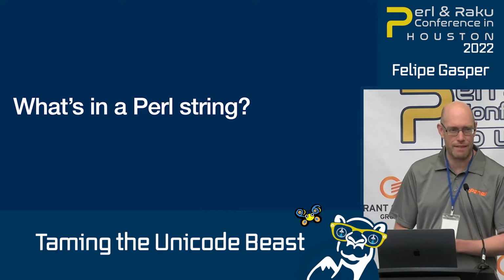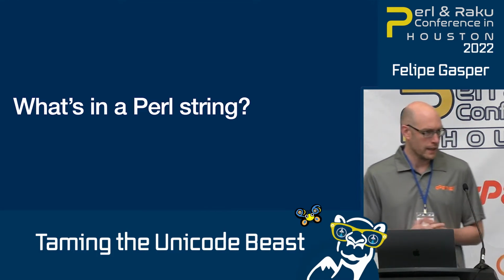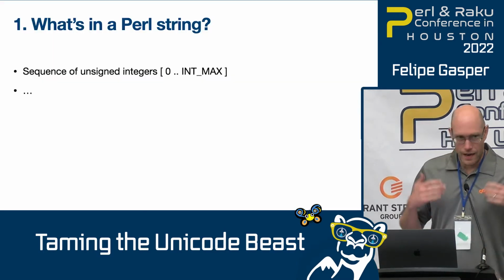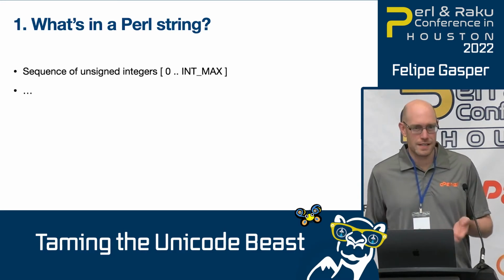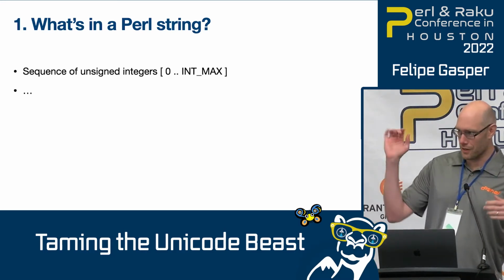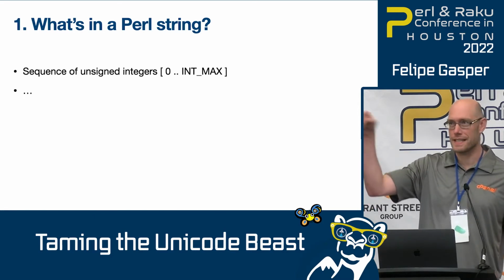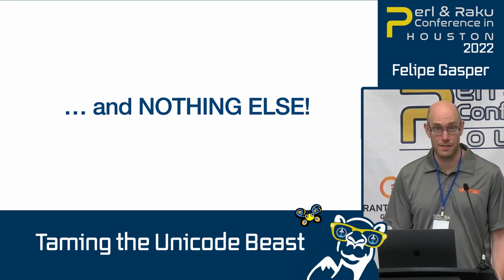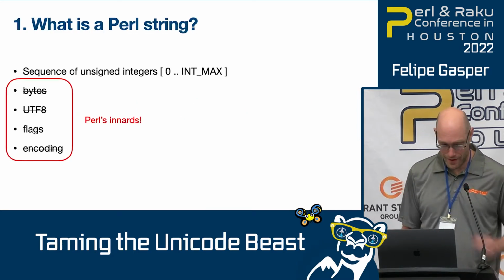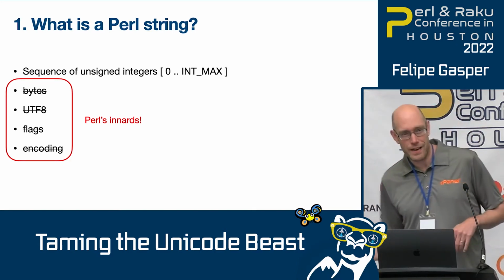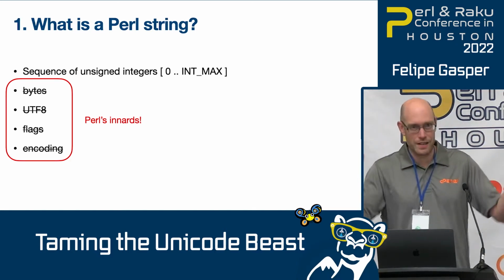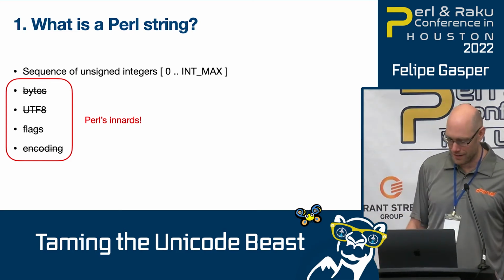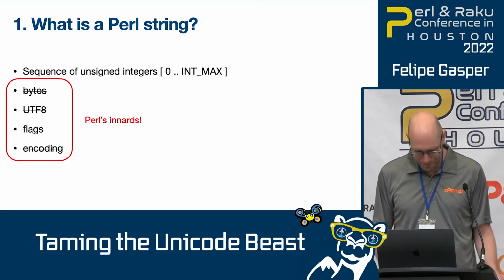So first, we have to talk about what's in a Perl string. Even such a simple question can be a topic of some uncertainty. Obviously, it contains a sequence of unsigned integers, conceptually. ASCII A is 60, and ASCII B is 61, yada, yada. And then it contains nothing else. So if you've ever heard, is it bytes, is it UTF-8, flags, does this have an encoding? No, that's all inside Perl. Don't worry about it. Don't think about it unless you have to, and hold that thought.